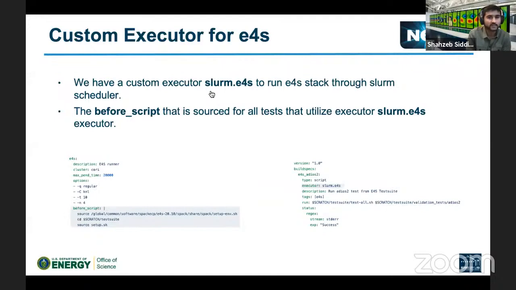And in order to customize this, we have a custom executor. It's in our configuration. What it says is that this E4S property is the executor name, and the options are just the Slurm options used to submit the job. So we're going to use a regular queue, KNL partition, with a -t of 10 minutes. The before script tells it which script to execute before running any tests associated with this executor. The idea is basically to source the Spack environment and the test suite setup script.